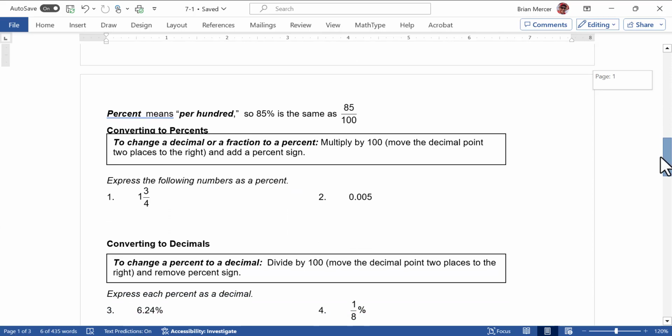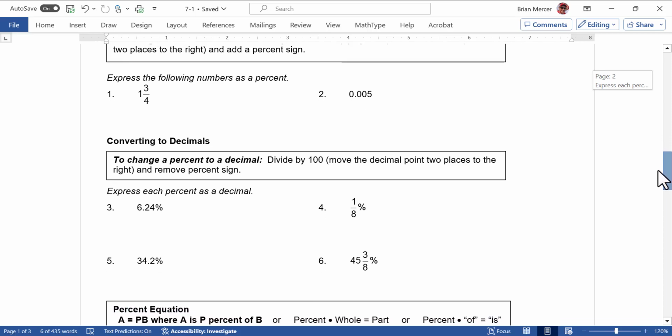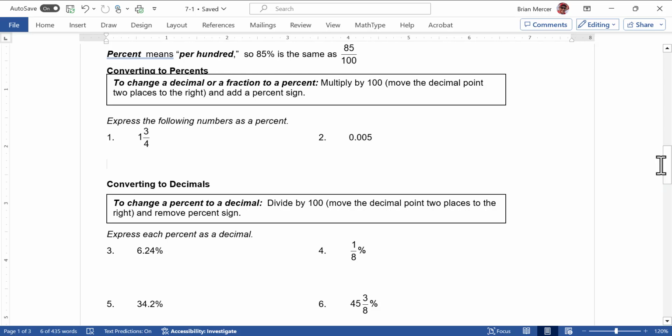So just quickly, I'm going to hit through just a few of these. I'm not going to do every single question, but hit through a few of them. So first of all, just remember that percent literally means per 100. So if you know that percent means per 100, then that helps you know that 85% means 85 divided by 100.